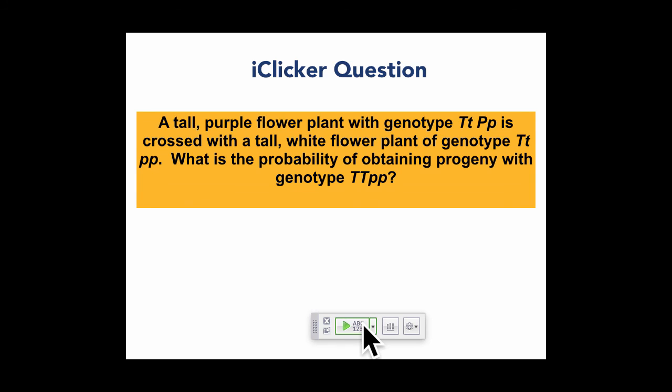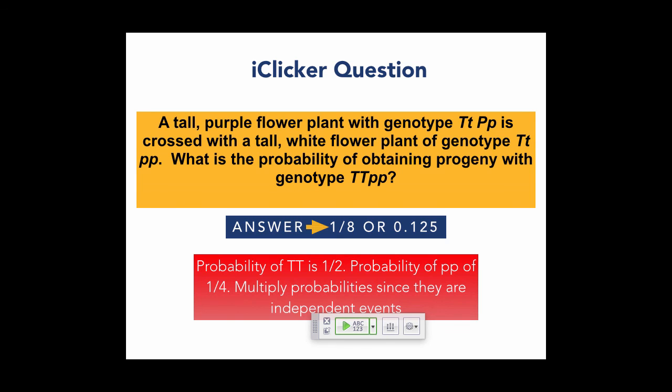So what's the answer after all of this? 1/8. Okay. So the first step is to read the question and extract the information you need. Here's the genotype of one parent, and there's the genotype of the other, and you're just asking what's the probability that you get this genotype from the cross. Well, as far as T is concerned, that's two heterozygotes crossing, right? So to be homozygous dominant would be 1/4.